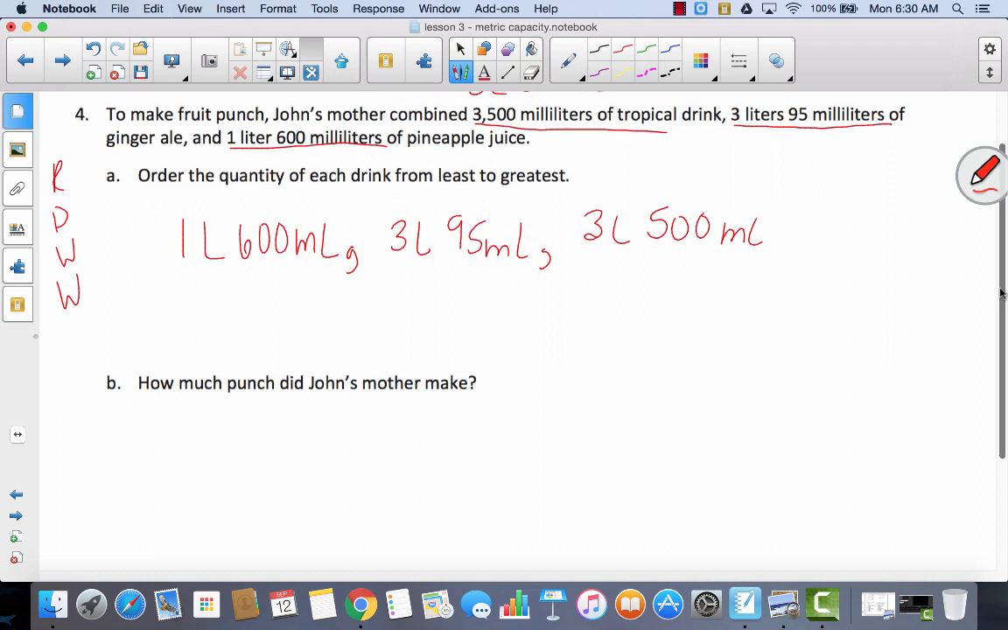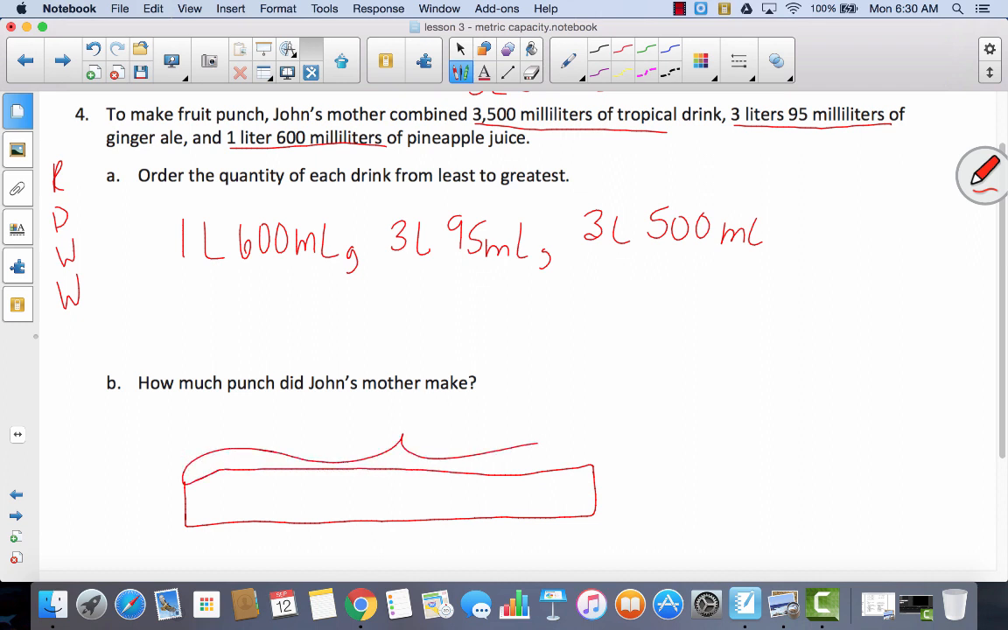Now it wants to know how much punch John's mother made. So now here's where we're going to need to draw our tape diagram. So it wants to know the total. So I'm trying to figure out my total. I'm going to go ahead and label that P for punch. So I know that she had 3,500 milliliters tropical drink, and then we had 3 liters, 95 milliliters ginger ale, and 1 liter, 600 milliliters of pineapple juice. And we want to know the total. So if I know the parts, but I want to know the total, what am I going to do to my three parts? Well, I'm going to add them together.